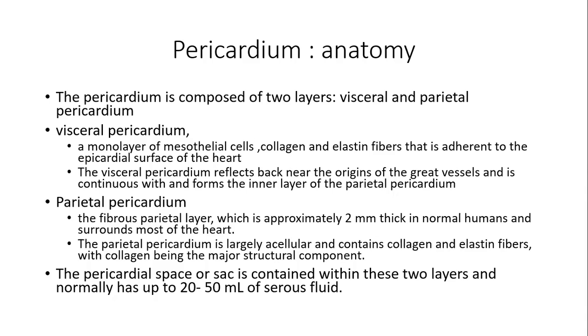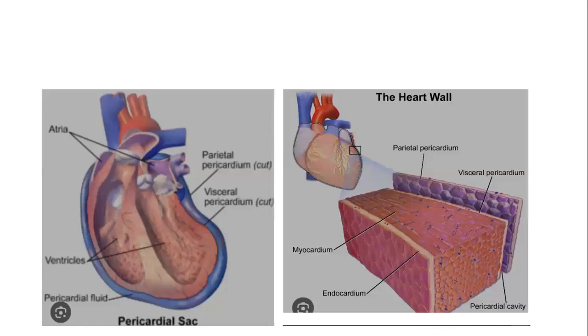The outer part, which is the parietal pericardium, is a fibrous parietal layer, about 2 millimeters in thickness, and surrounds most of the heart. It is largely acellular and contains collagen and elastin fibers, with collagen being the major structural component. The space between the visceral and the parietal pericardium has the pericardial fluid, which is usually within 20 to 50 mils.